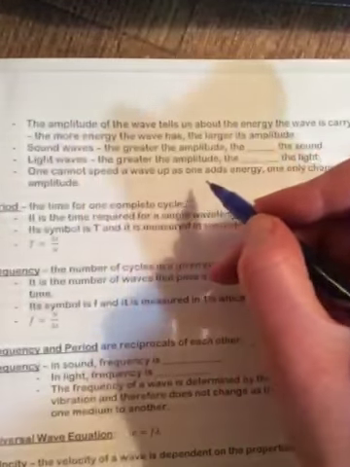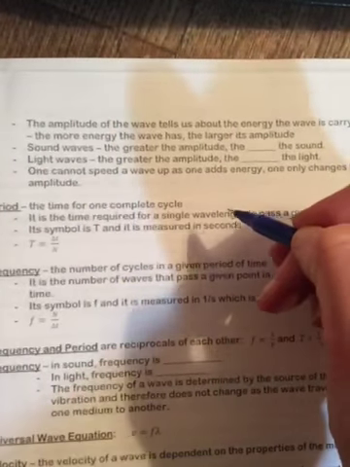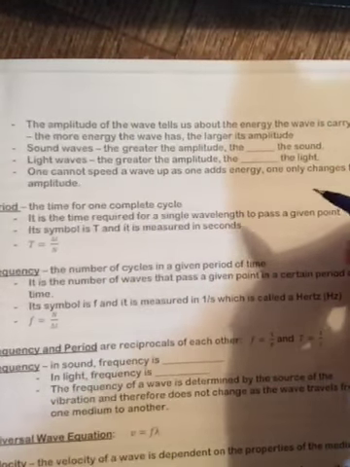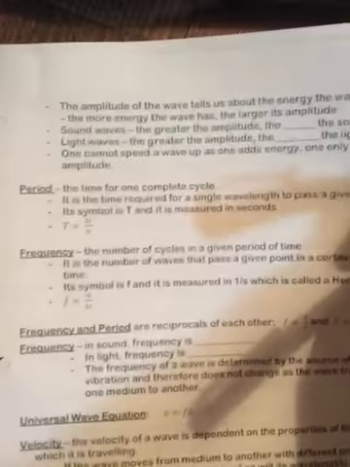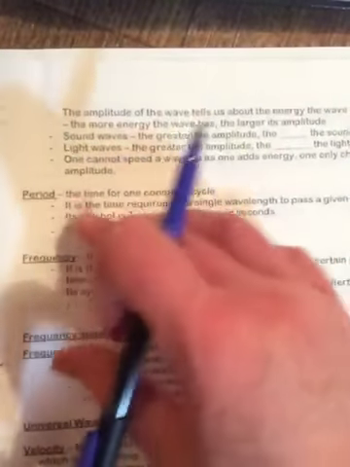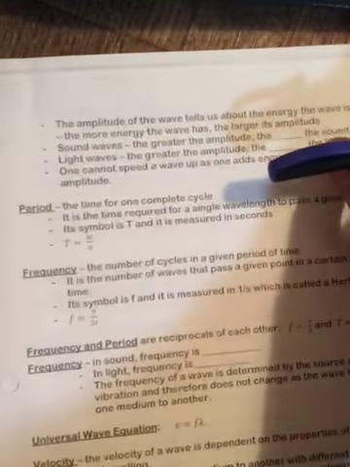Okay, so you can't speed up a wave by adding energy. Adding energy just changes the amplitude only. And we'll come back to that in a few minutes when we get down to speed. But before that, we need to talk about period and frequency. And this was really where we were on Friday.